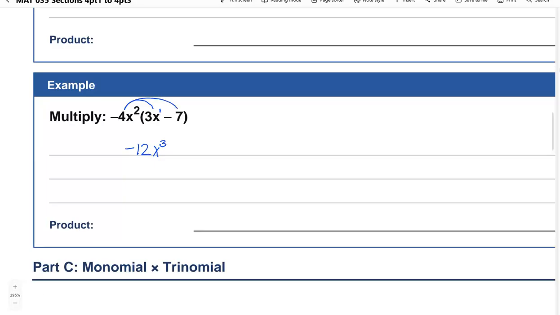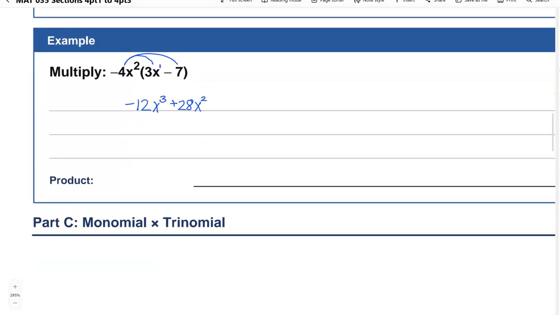And then we're going to distribute the minus 4x squared times the minus 7. Negative 4 times a negative 7 is a positive 28. So we're going to write plus 28 there. And there's not an x on that 7. So you could actually think about that as an x to the 0. x squared times that x to the 0. When we add those exponents, we're just going to get an x squared. So that's kind of what's going on behind the scenes. So we get minus 12x cubed plus 28x squared.